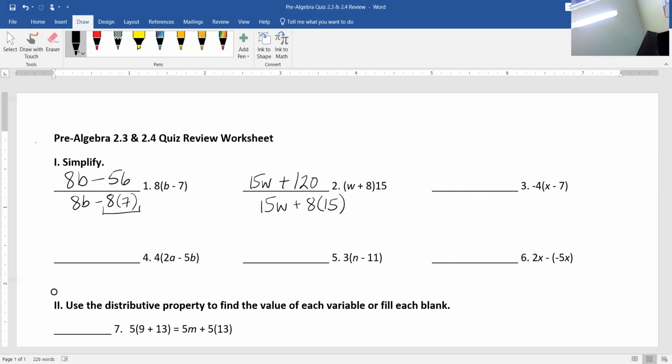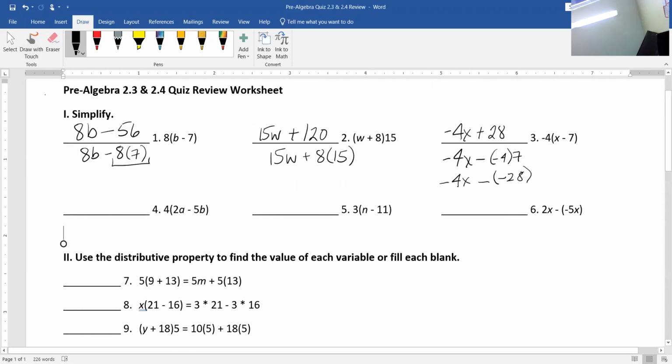Okay. So number 3, we have -4 times x minus 7. So just remember to carry that -4 with you. So -4 times x minus -4 times 7. So in this case, you have -4x minus, and then -4 times 7 is -28. So what you need to know is that this needs to simplify into -4x plus 28, right? Because you're subtracting a negative number.